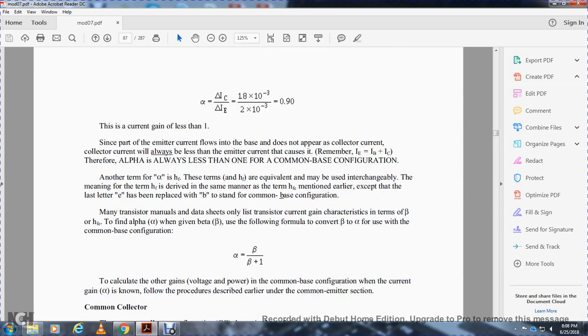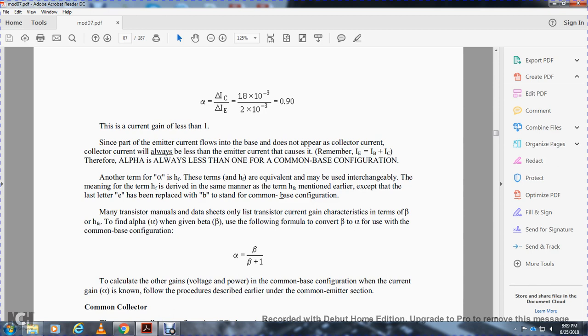Since part of the emitter current can flow through the base and does not reach the collector, the collector current will always be less than the emitter current that causes it. Remember that the emitter current is equal to the base current plus the collector current. Therefore, alpha is always less than 1 for the common base configuration.